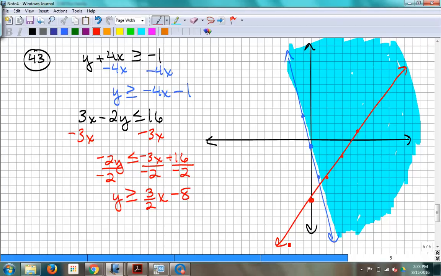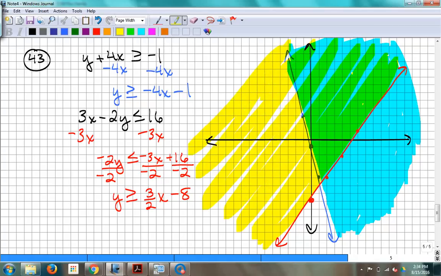And now I want to do my shading. So I'm going to check the origin here because the line doesn't go through it. So 0 greater than negative 8. True. So I'm going to shade the top half of that line. So this area that's in green here, that's my solution area.